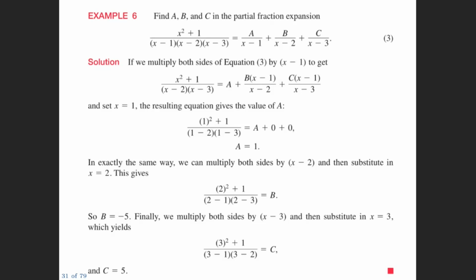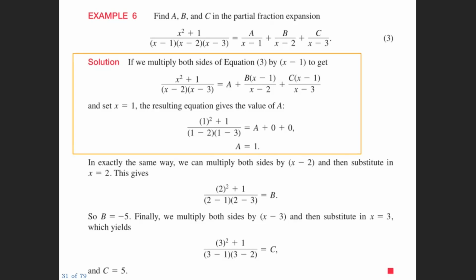So first of all, let's multiply both sides by x - 1, and then set x equal to 1. Now what happens is if we set x equal to 1, we get 1 minus 1, which is 0. And we get 1 minus 1, this is all 0. The right-hand side just becomes a plus 0 plus 0. And on the left side, we get a number. And in this case, the number is 1.